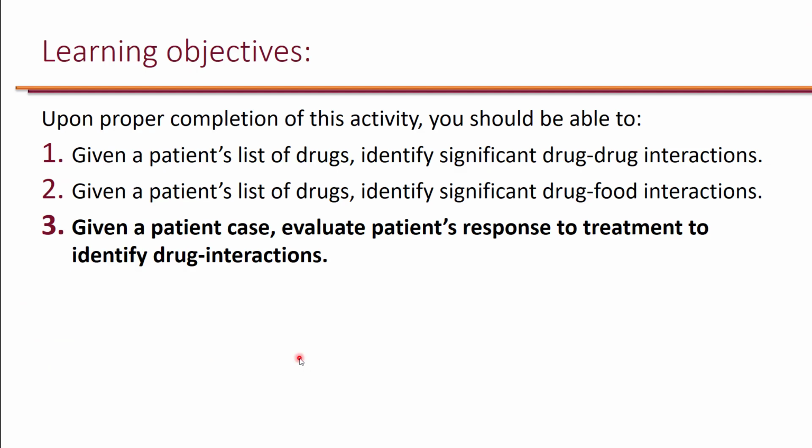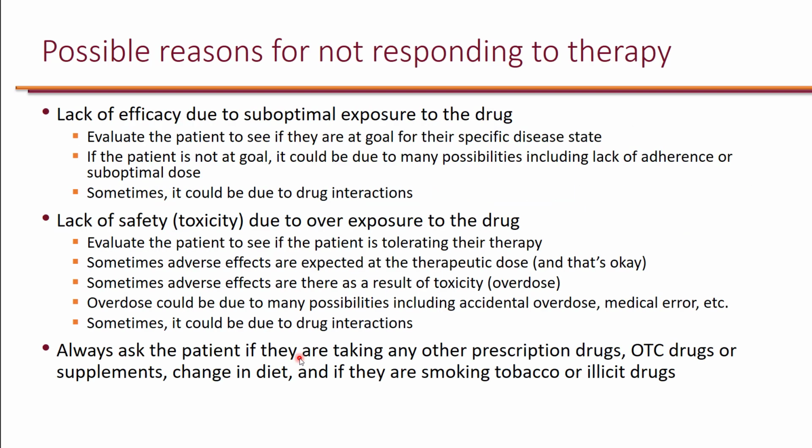The last learning objective is, given a patient case, evaluate the patient's response to treatment to identify drug interactions. Now, for every disease state that you're treating in your patient, there should be a goal of therapy. And we would like the patient to be at goal. That's how you know if the treatment is effective. Now, if there is a lack of efficacy, this could be due to suboptimal exposure to the drug. So imagine you have someone with high blood pressure and you would like them to be at goal blood pressure, but they haven't been able to achieve that.